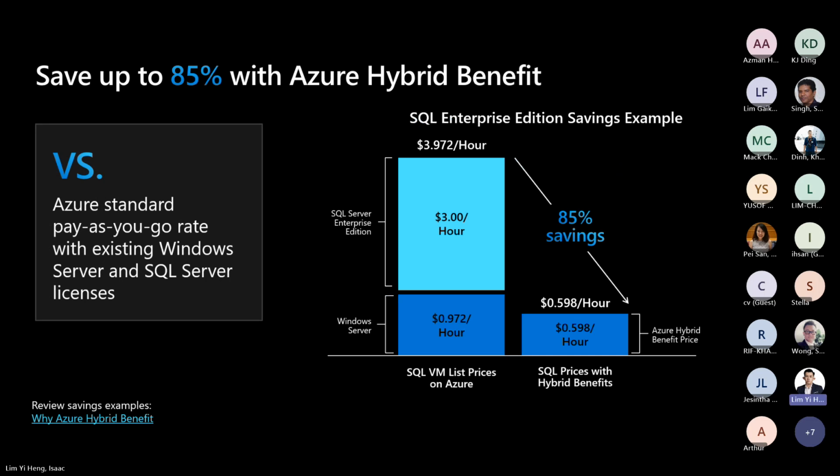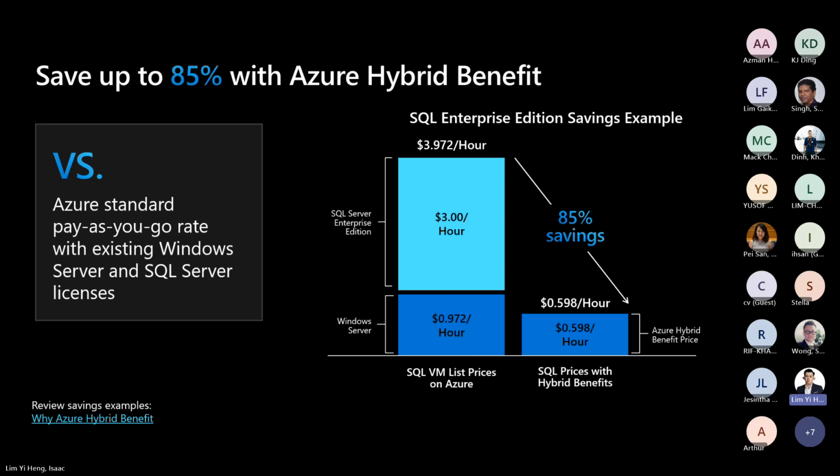So here's how we can save on the Azure resources. For example, we go to Azure and start up a machine. If we include the SQL Server and also Windows Server, the total cost of the Windows Server, which includes compute, is $0.972 per hour. And the cost of the SQL Server is $3. So the total is only $3.972 per hour.